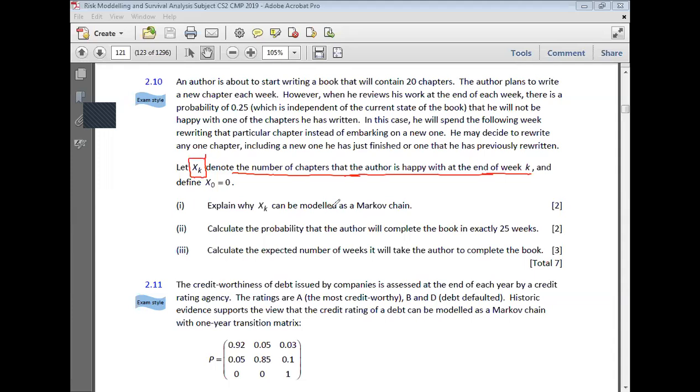Ma'am, we are told that he reviews his work at the end of each week, and not just the chapter that he's written in that particular week. So even after he's done with the second week, he's going to review all of his work. So xk plus 1 depends on xk. Okay, so you're saying xk plus 1 depends on xk. Yes. But you also have to prove that xk plus 1 does not depend on xk minus 1, right?